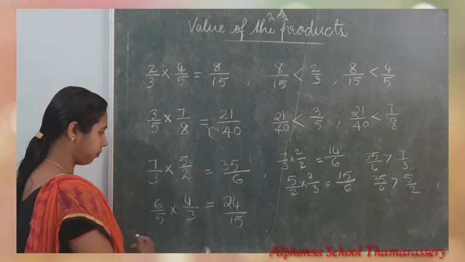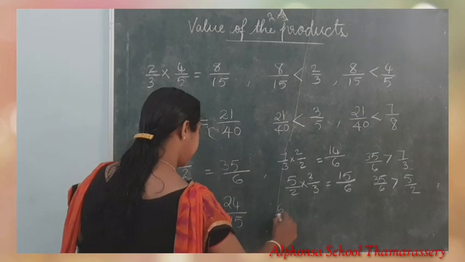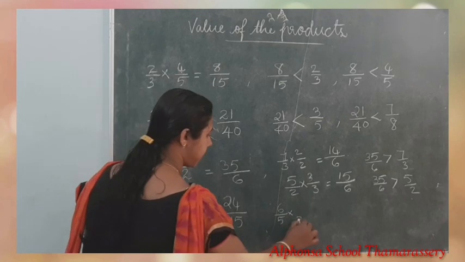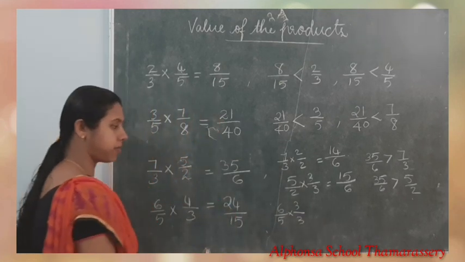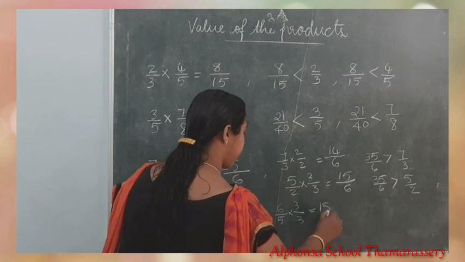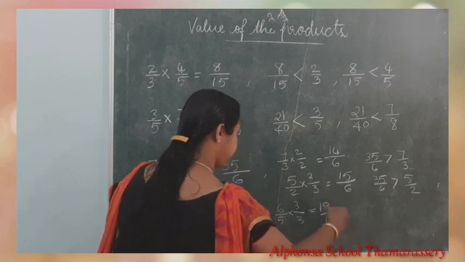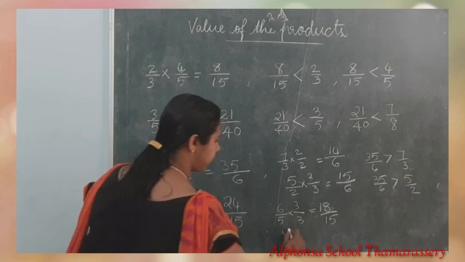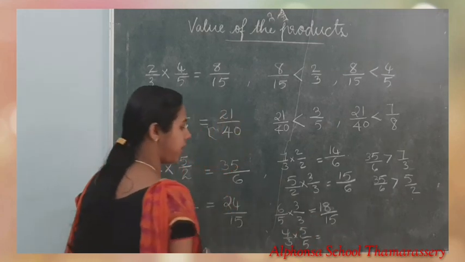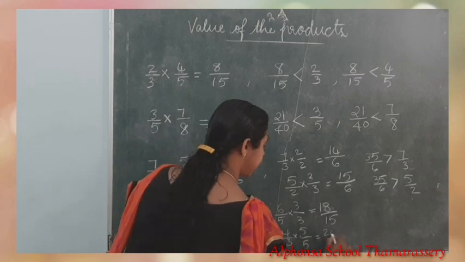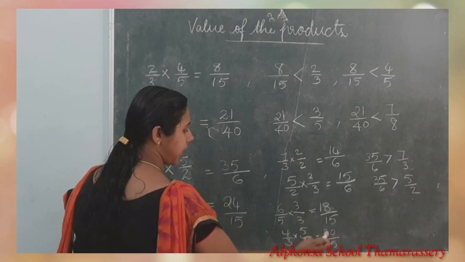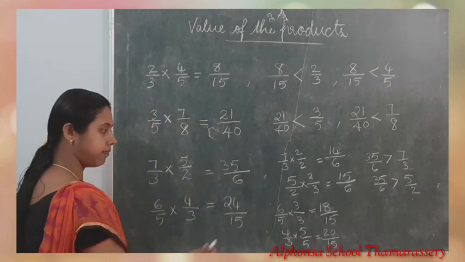Check whether it is greater or smaller. Here 6 by 5, you want to get the denominator 15. So you have to multiply the numerator and denominator by 3. So it will be 18 by 15. And the next one is 4 by 3. Multiply by 5, then only you will get the denominator 15. 4 5s are 20 by 15. See, 18 by 15 and the next one is 20 by 15.